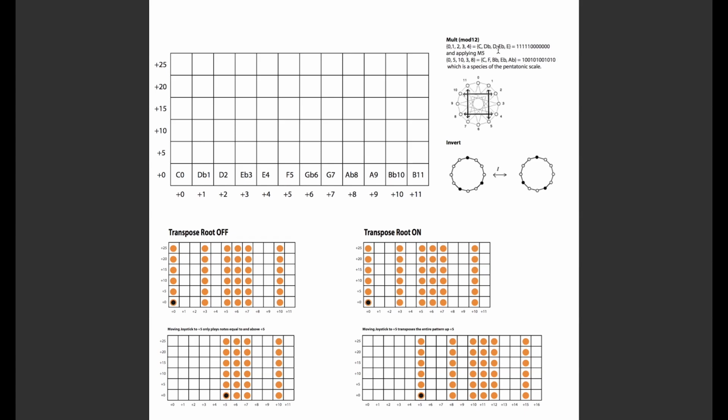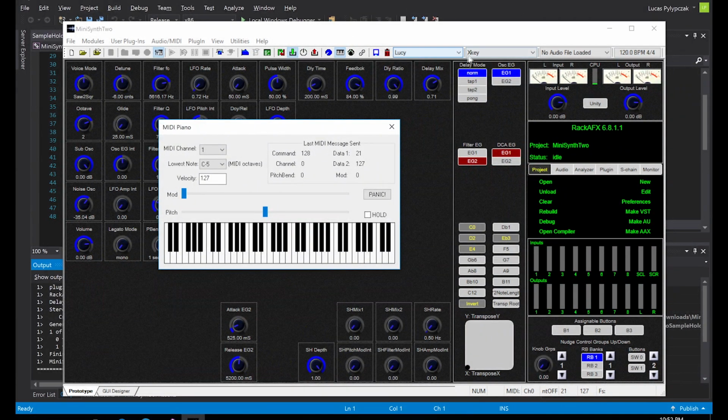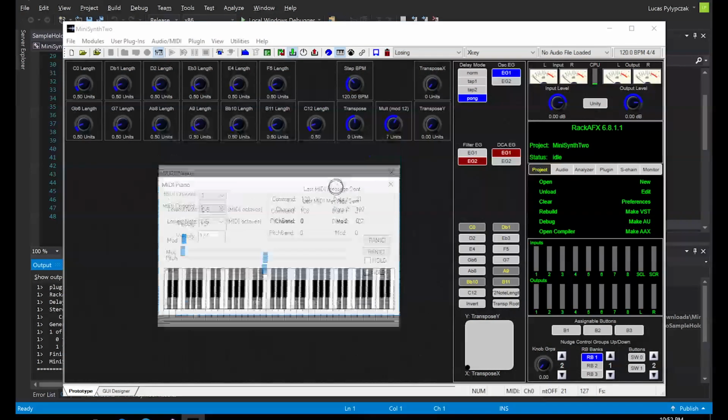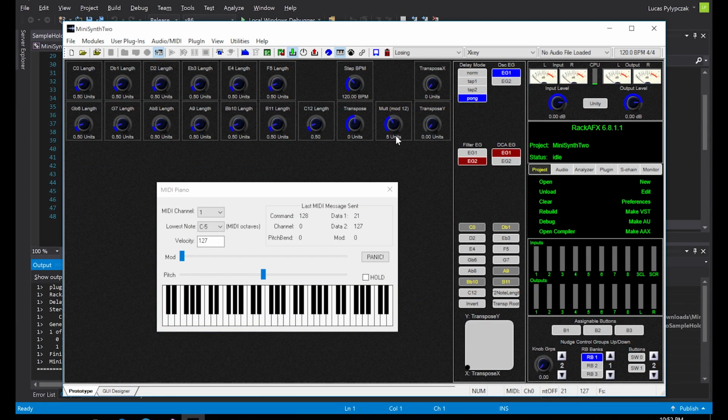And one of the pretty fascinating instances that's discussed in the paper is when you take the first 5 pitches and apply a multiplication by 5, the resulting set is a species of pentatonic scale. So to quickly demo that, I'm going to start with this. First, with that multiplication by 5 on, just want to really quickly set up the notes.